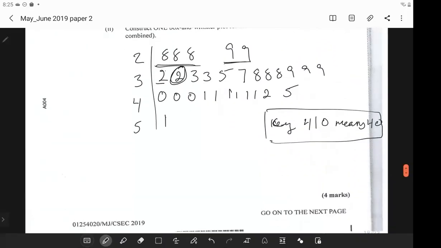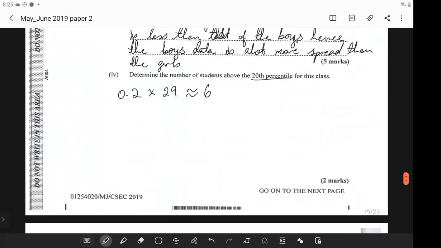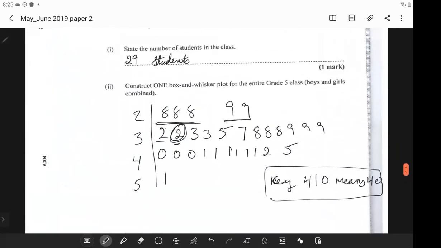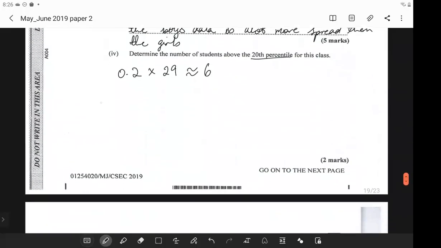So they want how many students are above that. The 7th student is what we use as our 20th percentile. So let's count 1, 2, 3, 4, 5, 6, 7, 8, 9, 10, 11, 12, 13, 14, 15, 16, 17, 18, 19, 20, 21, 22. So we have 22 students above our 20th percentile. So therefore, we have 22 students above the 20th percentile.